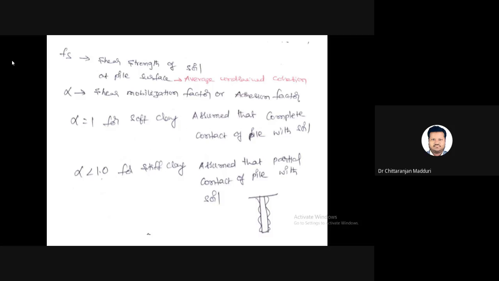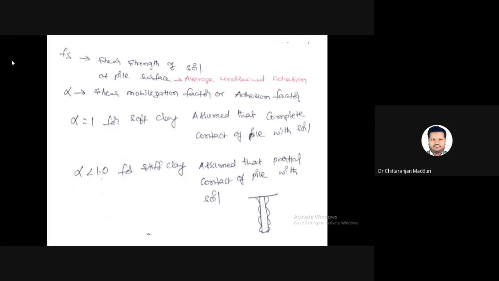Fs is equal to the shear strength of the soil at the pile surface, so it is termed the average undrained cohesion, or average shear strength of the soil at the pile surface. Sometimes the shear strength may be uniform, or sometimes it may be zero at the top and vary linearly up to the bottom level. So we need to take the average undrained cohesion here.